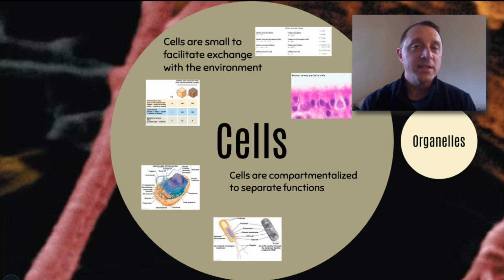One of the first things that we went over with cells is the fact that they are very, very small. Even in very large multicellular organisms, cells are still very small. And the reason for that is they have to efficiently exchange material with the environment. And this is best done with very small volumes.